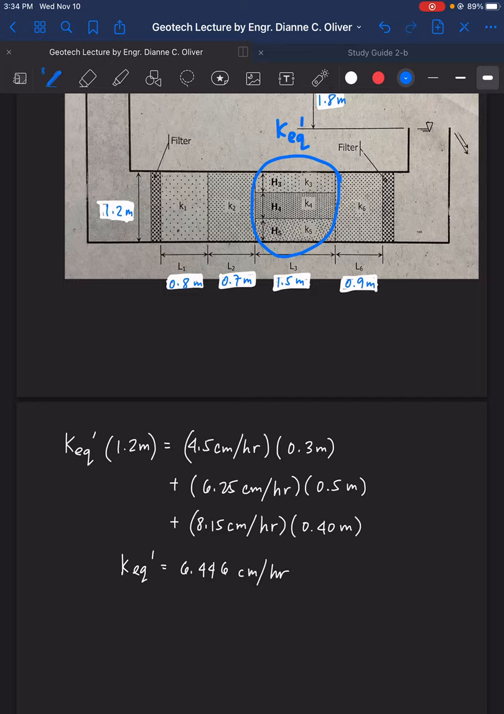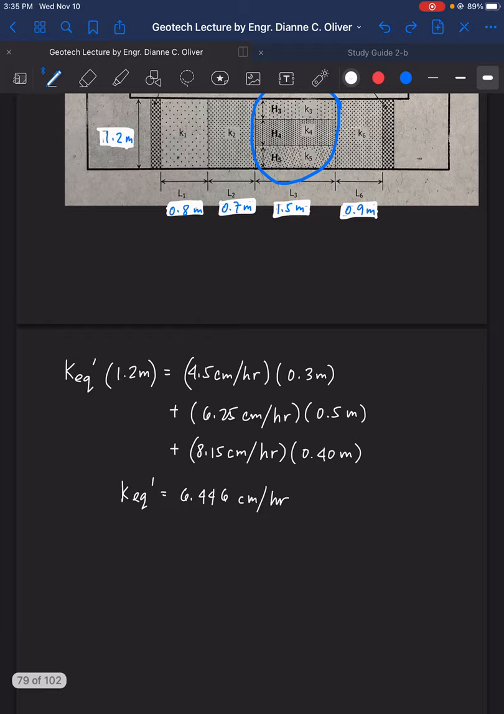That is the flow of water intersecting the soil layer perpendicularly. Therefore, the orientation for the next formula will be vertical. So this is the next formula, K equivalent should be the total. By the way, what's the total width of the soil or the length of the soil? It's this one here. So what is 0.8 plus 0.7 plus 1.5 plus 0.9? That is 3.9 meter.